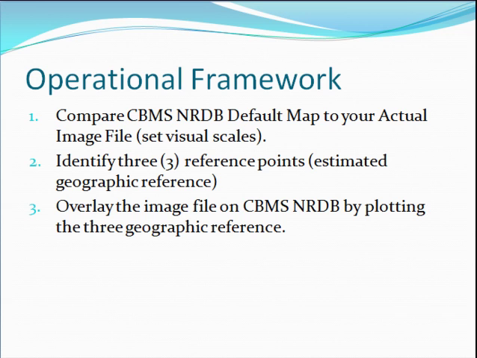And the second is, after we set the visual scales, we have to identify 3 reference points. This would be the estimated geographic reference points. And number 3, we have to overlay the file on CBMS NRDB by plotting the 3 geographic references. That's why we need to have the 3 reference points, because it's the basic requirement on overlaying an image file, at least 3.